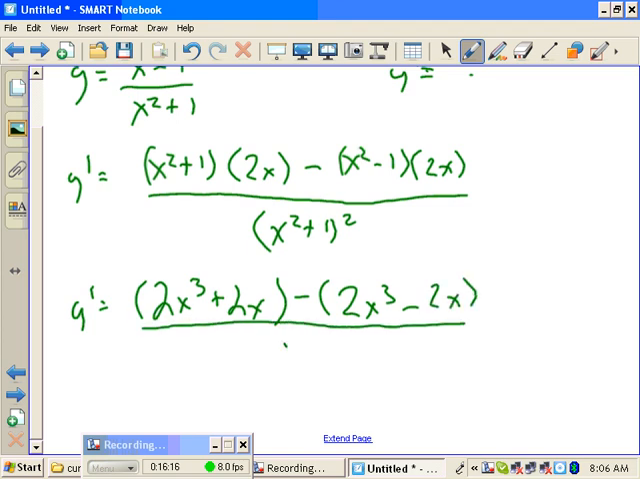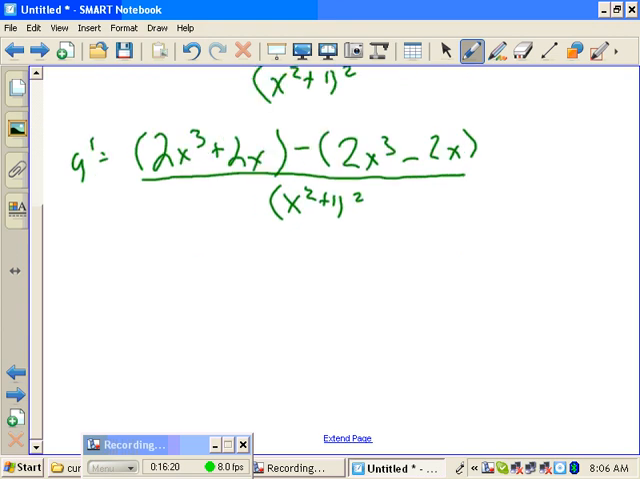So what's left in the numerator when you subtract? It's not 0, is it? Right, 2x minus a negative 2x is 2x plus 2x is 4x. The 2x cubes will cancel, and you're left with this. But again, is that the only way you could have done this problem?